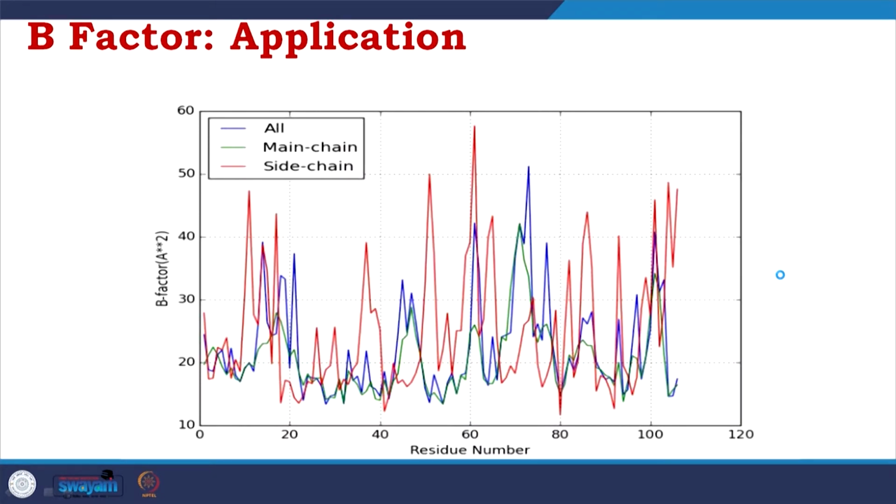Application of B factor. If you plot the whole protein, main chain and side chain, you will see for sure more movement on the side chain. That is why, in the B factor versus residue number plot, you see a higher B factor for the side chains, because the main chain is forming the core of the structure, so it is definitely more stable than the side chains.